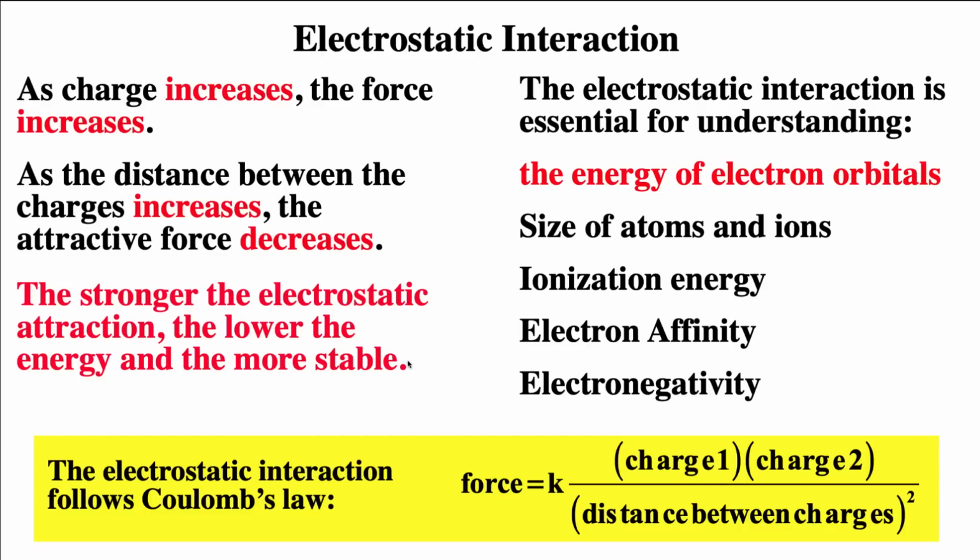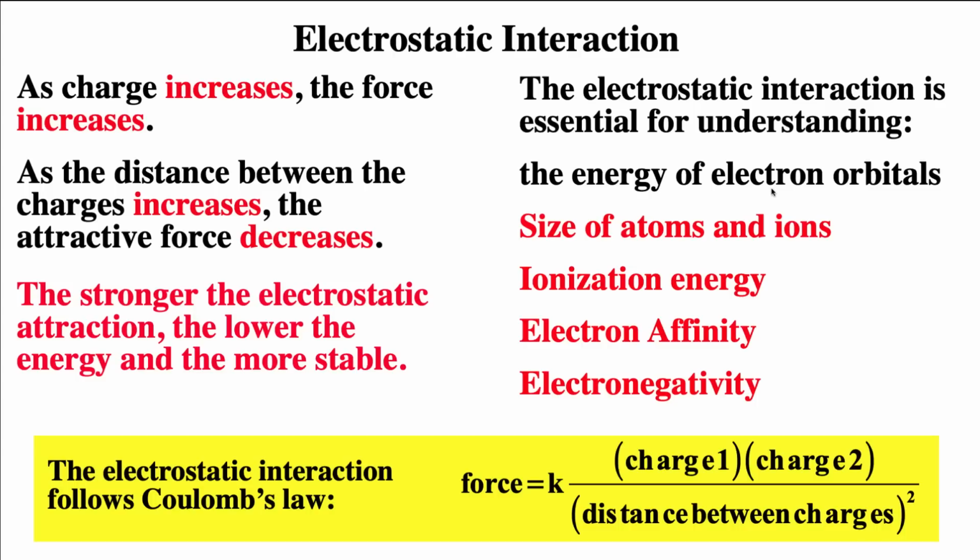And so the stronger the electrostatic attraction, the lower the energy, the more stable. The stronger the electrostatic repulsion, the higher the energy, the less stable. And so electrostatic interaction is essential for understanding the energy of electron orbitals, but also the size of atoms and ions, ionization energy, electron affinity, and electronegativity.